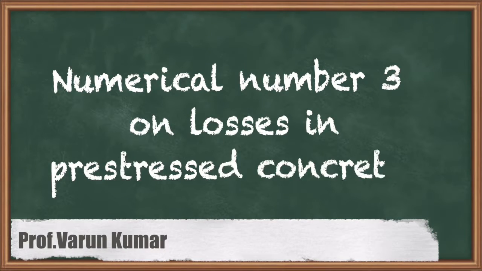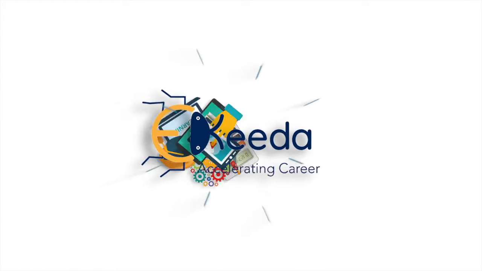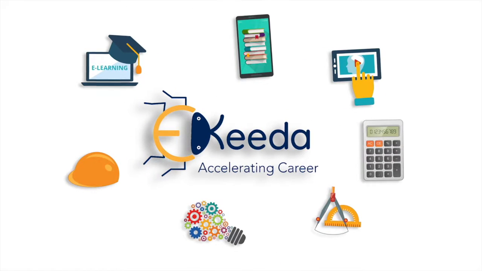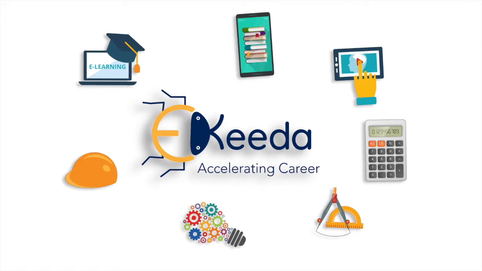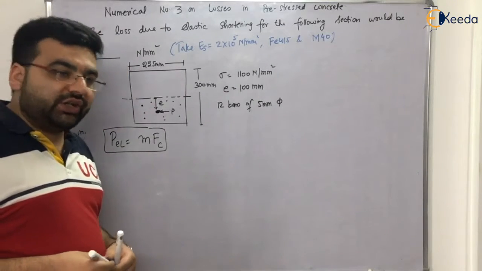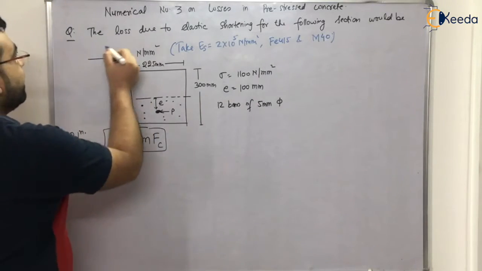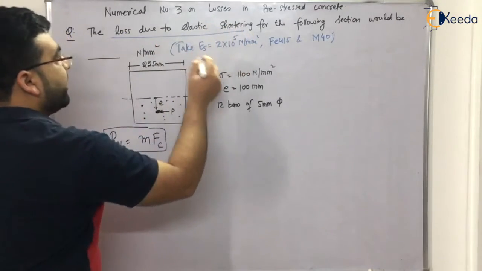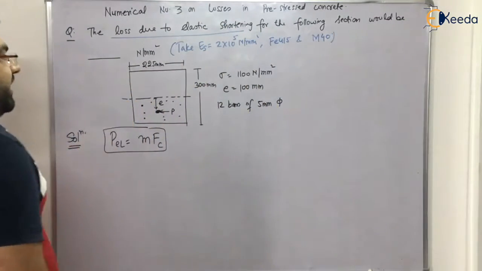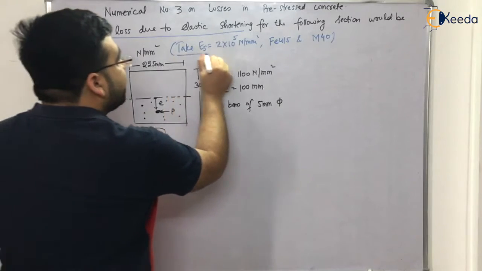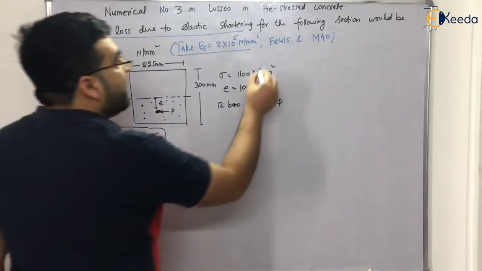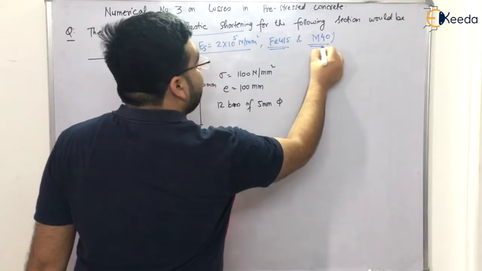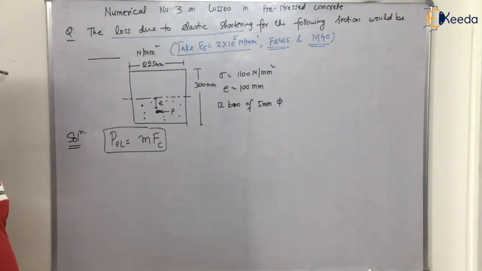Subject: concrete structures, chapter: pre-stressed concrete, topic: numerical number 3 on losses in pre-stressed concrete. So now students, let us see numerical number 3 about the losses. It says the loss due to elastic shortening for the following section would be, right? So take ES equal to this much, and Fe415 and M40. M40 has to be taken, right?